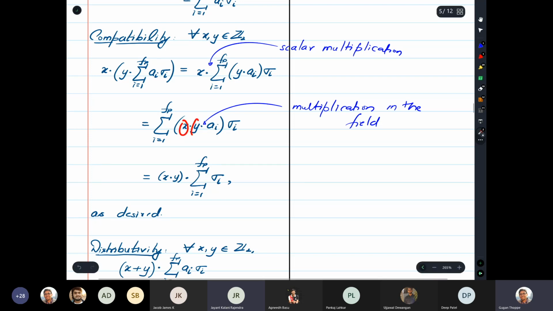Whereas here you can see that the two inputs are elements of your field itself. So from this it should be clear whether I'm talking about multiplication in the field or whether I'm talking about the scalar multiplication operation. Okay, so I think I should have been a bit more careful here.